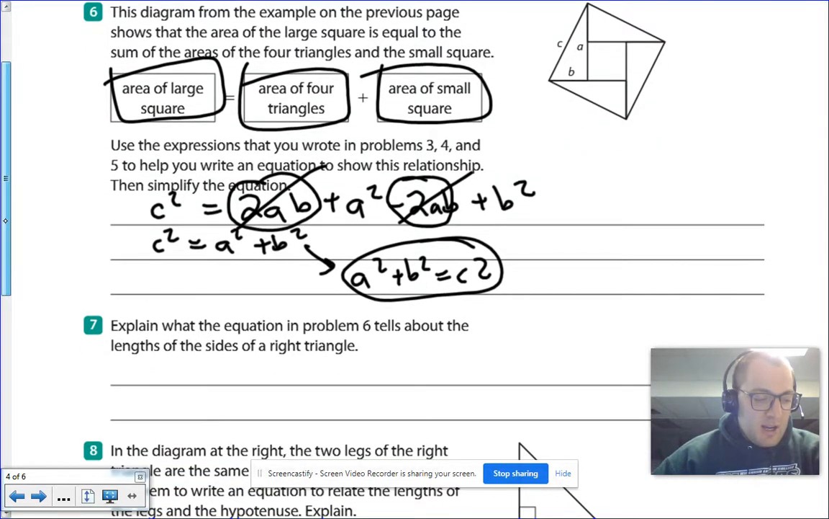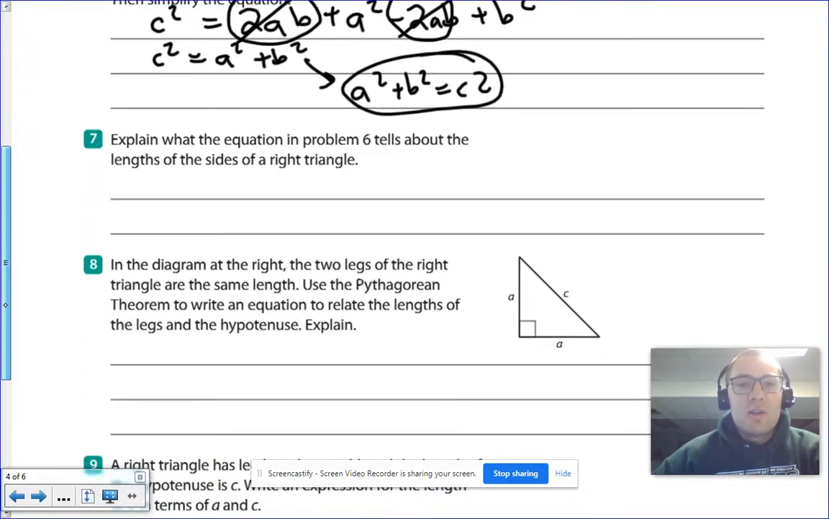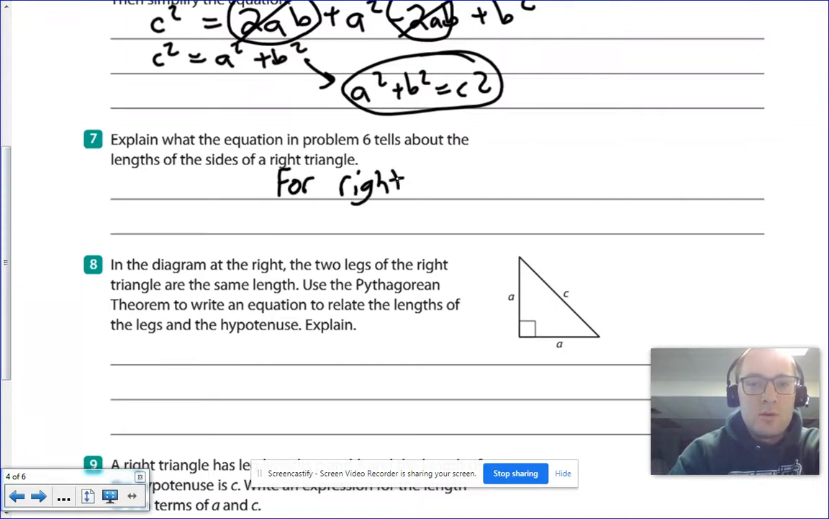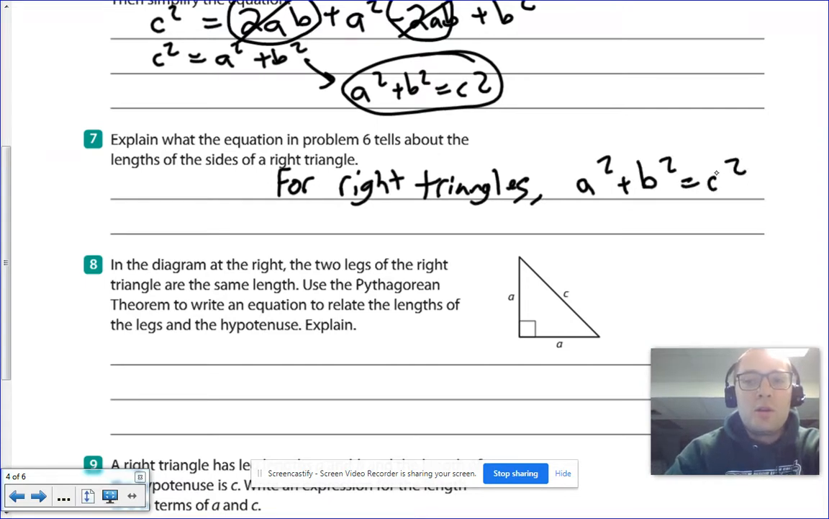So numbers 7, 8, and 9 kind of wrap up what we were just talking about and also look at it a little bit differently. Number 7 says, explain what the equation in number 6 tells us about the lengths of the sides of a right triangle. Well, for right triangles, we now know, and we proved it again, that a squared plus b squared equals c squared. And just remember that those a and b are the legs, so they're the smaller sides. And c is always the hypotenuse. That's the largest side.